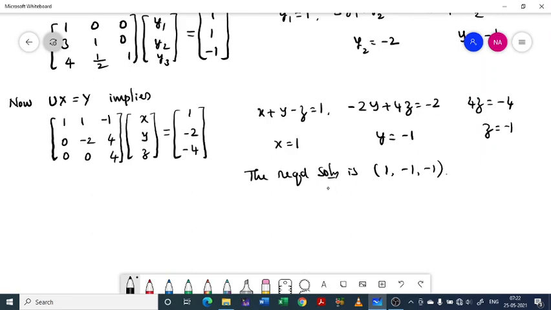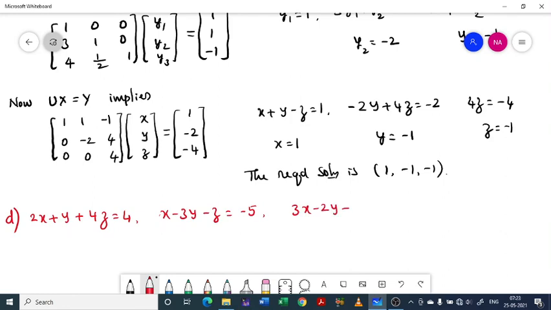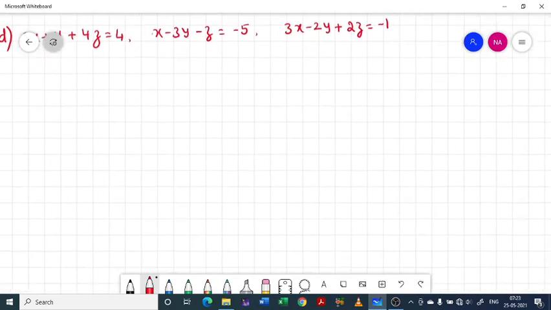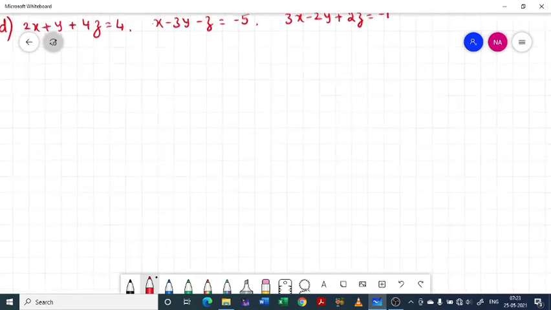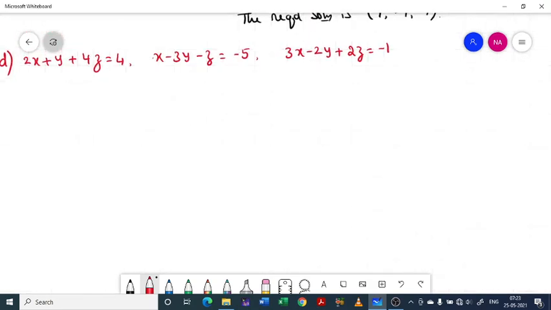Let us consider one more, problem D. So the given system of equations is 2x plus y plus 4z equal to 4, and x minus 3y minus z equal to minus 5, 3x minus 2y plus 2z equal to minus 1, right? So this is the given system of equations. Okay, let's solve this one.